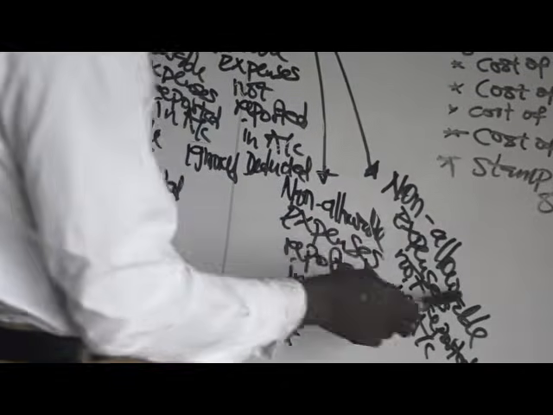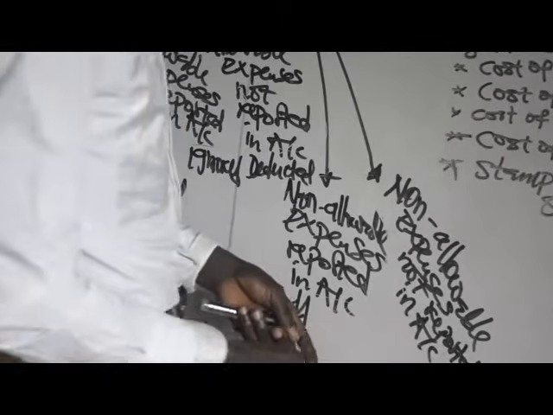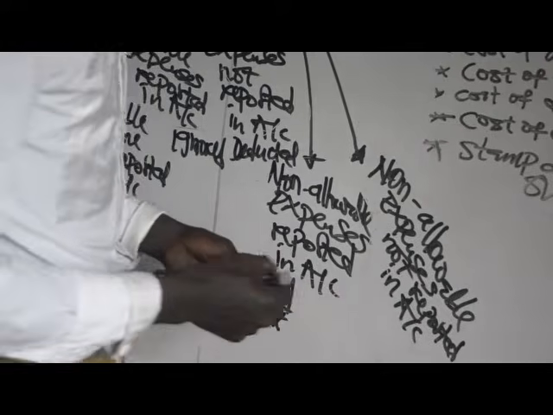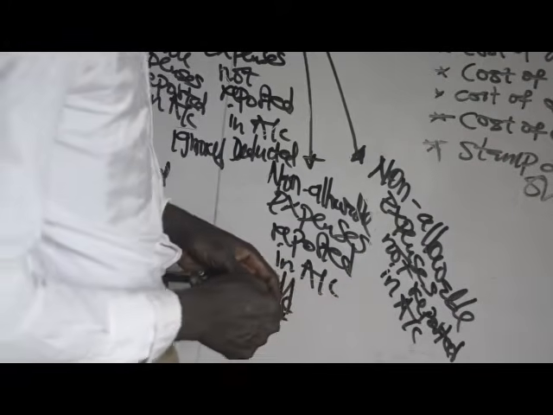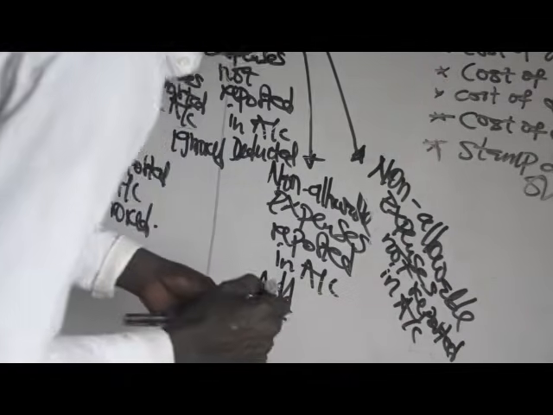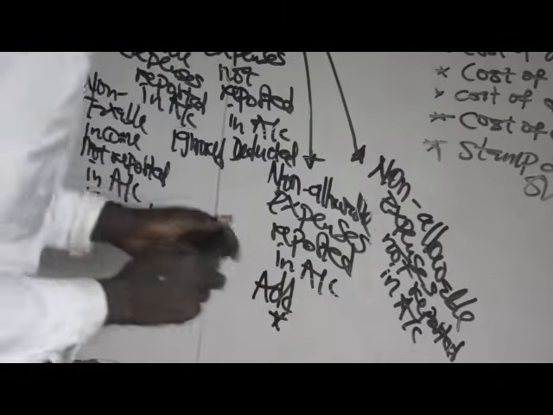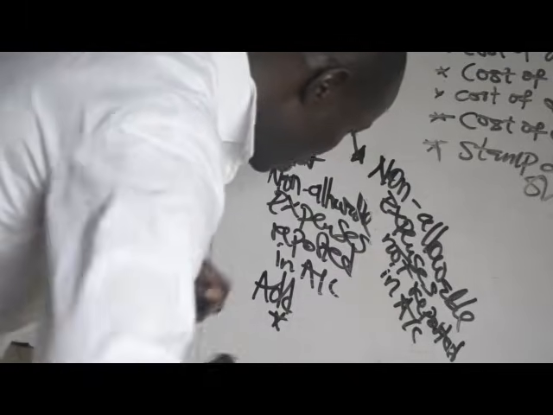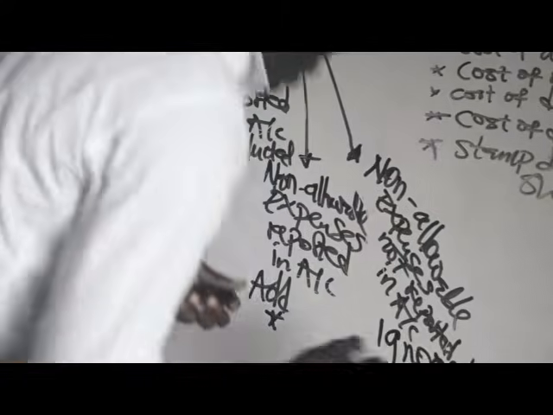We also have non-allowable expenses not reported in the account. Remember, these expenses are not acceptable for deduction and they have not been deducted in arriving at the net profit figure reported in the income statement. Since they have not been reported, that means they have not been deducted earlier, and the tax law does not accept these expenses to be deducted. So you are going to ignore this. This should be ignored.